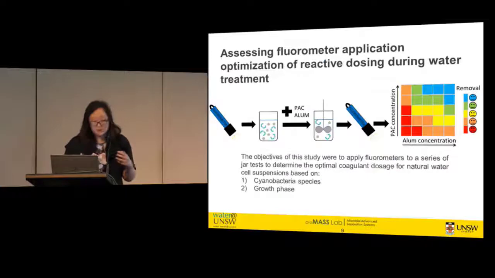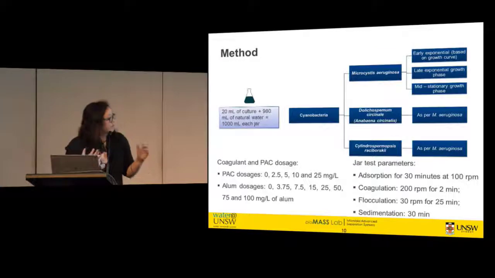So how does this relate to using these probes for optimizing treatment? We did more bench scale tests, using the fluorometers before and after jar testing. In this study, we tested different species, and we tested them based on growth phase, which hasn't really been explored before. Our idea is we have different ranges of coagulant dose and PAC dose, and we're trying to get a removal. This is just the method we chose.